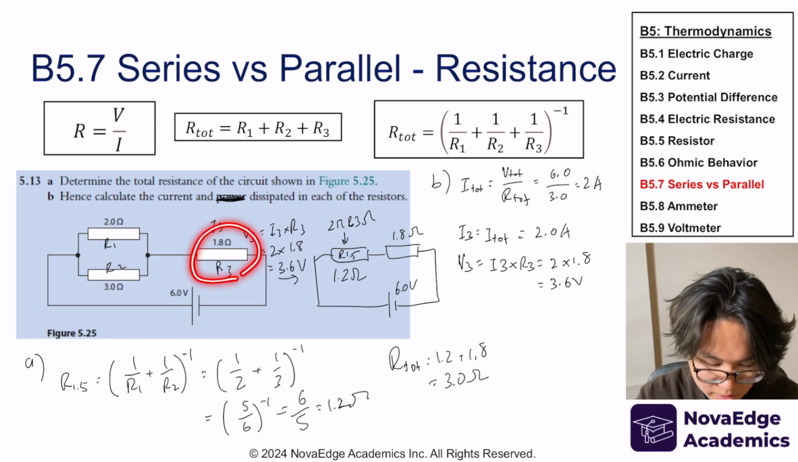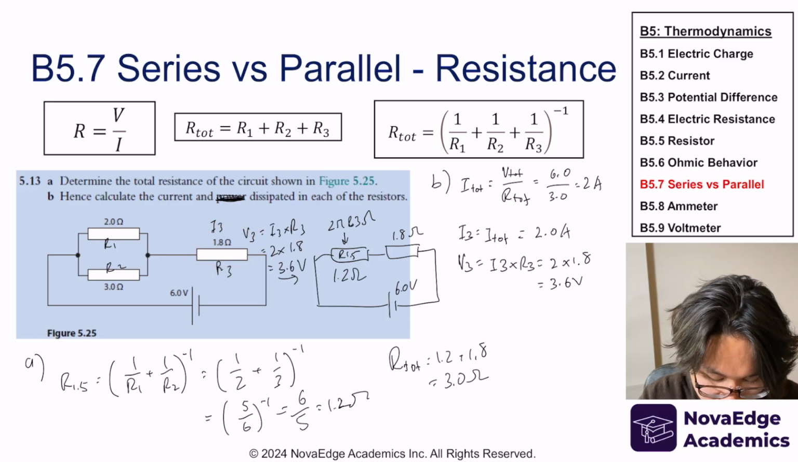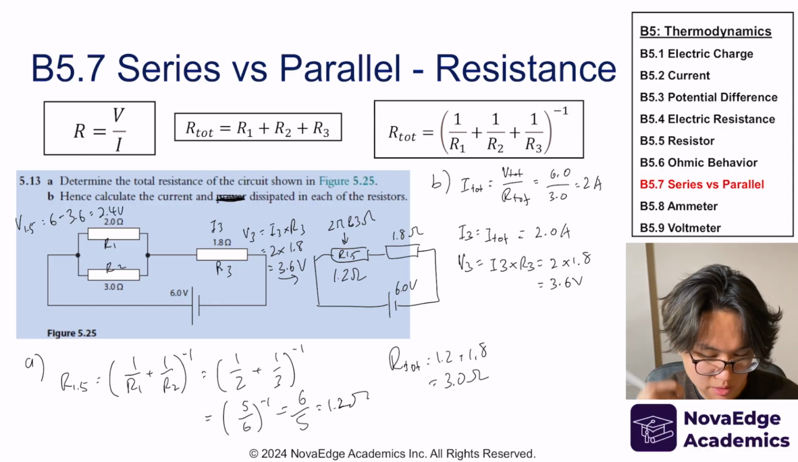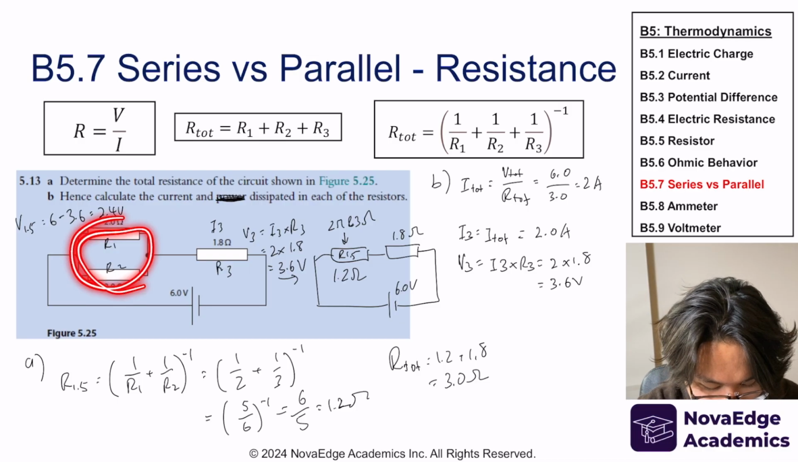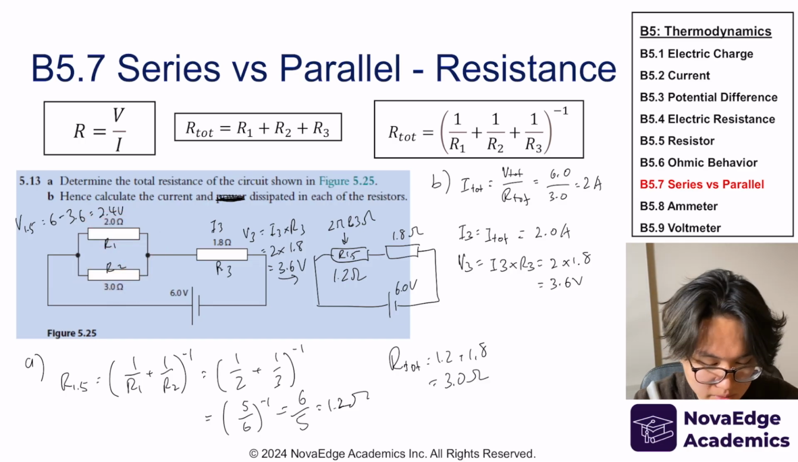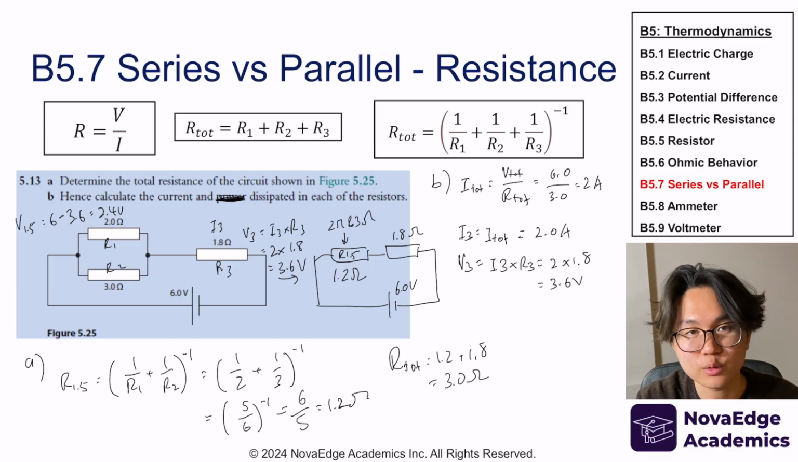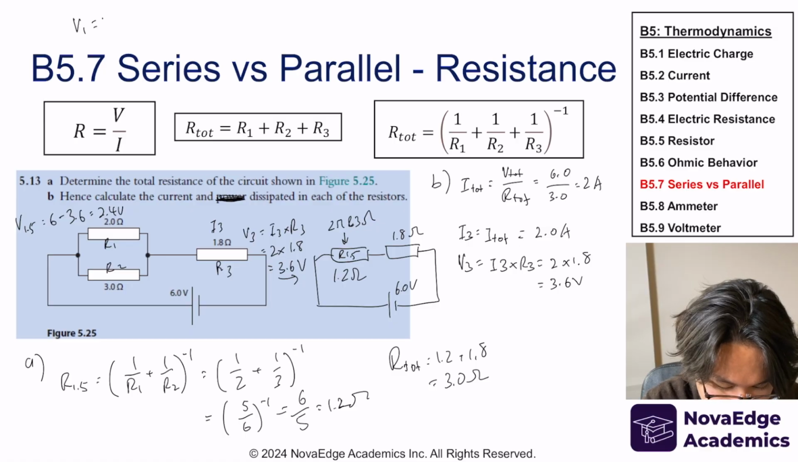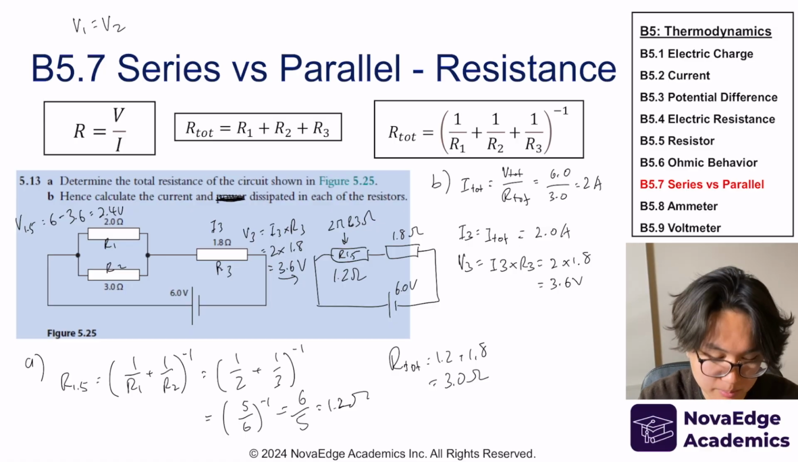Now I know this, I can find the voltage across this. Let me call that V1.5. V1.5 is 6 minus 3.6, 2.4 volts. All right, so now we're dealing with this parallel circuit part. A little bit tricky, but if you remember, in a parallel circuit, voltage is the same, right? So V1, let me write this at the top here, is equal to V2 because they are in parallel.